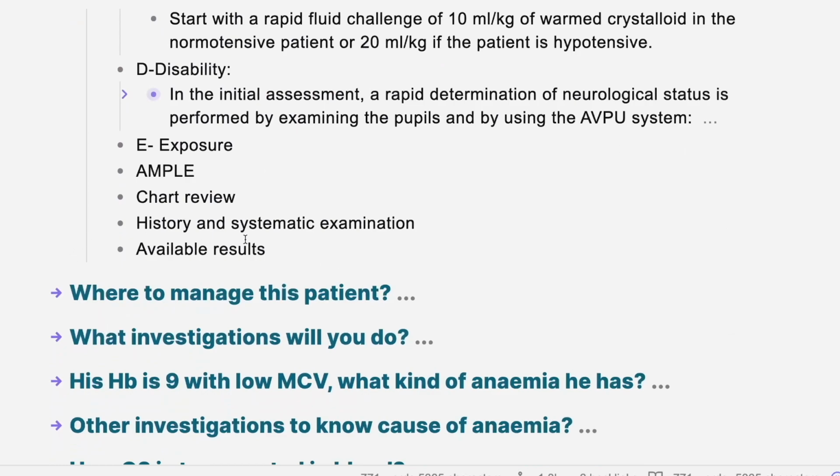Where would you manage this patient? So this patient can be managed in HDU, ideally in HDU and not on the ward, because they might get unwell quite quickly, and that will be before preparing to take them to theater if needed.